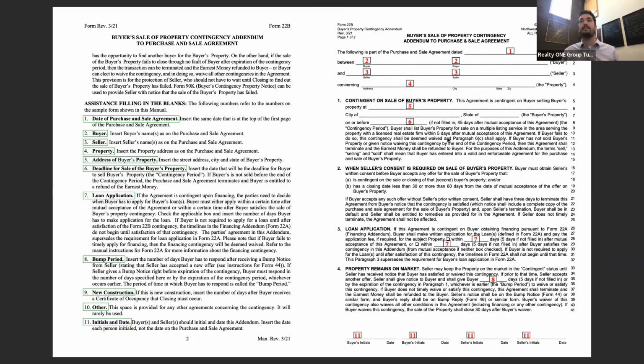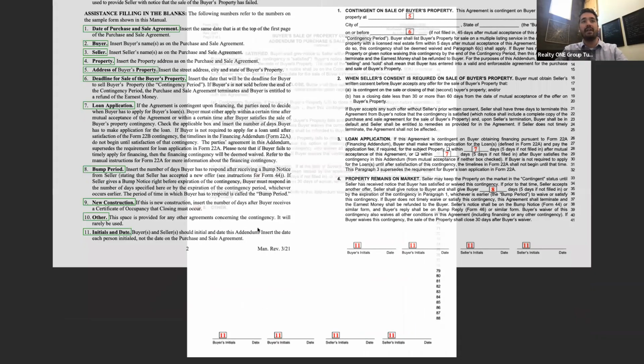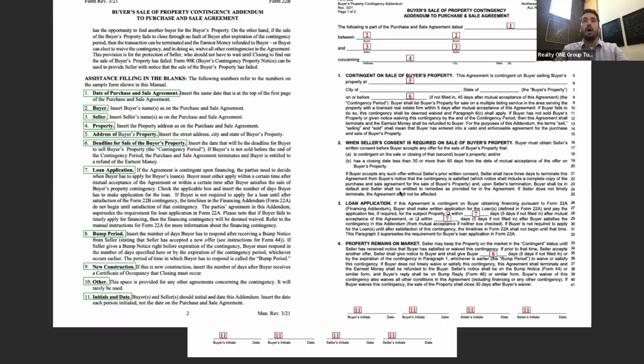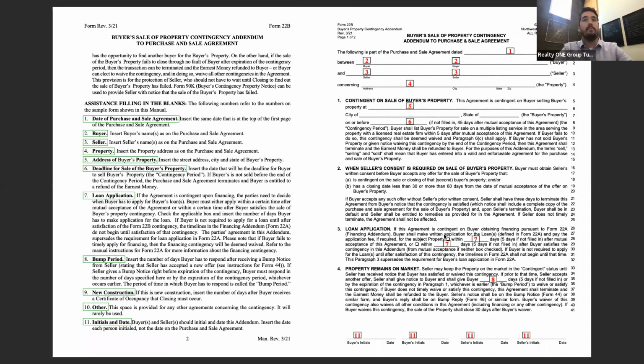Something to that effect. So anyways, I want to be clear that you should not cross this off and put in 10 days right above it. If you are really wanting to do this, I would advise that you put it here on the other section, paragraph 8 of the Form 22B. Okay, so moving on to paragraph 2.